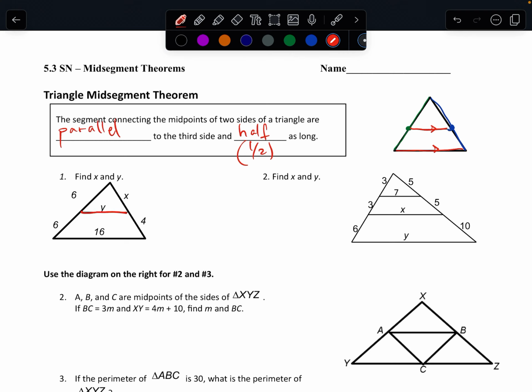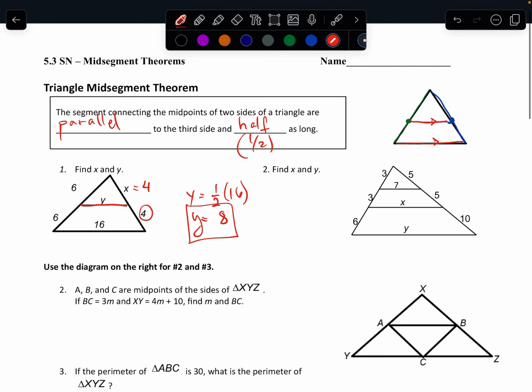In order for this segment to be the mid-segment, that means x must be equal to this 4 right here. Also, y is our mid-segment, so it should be half of 16. So y is equal to half of 16. That's equal to 8.